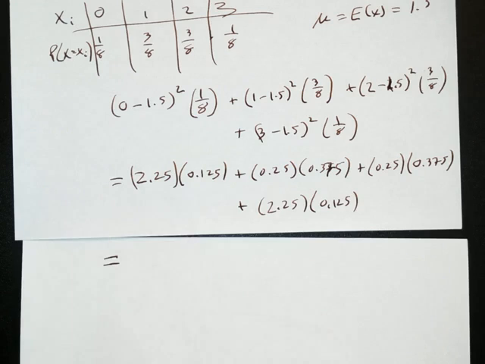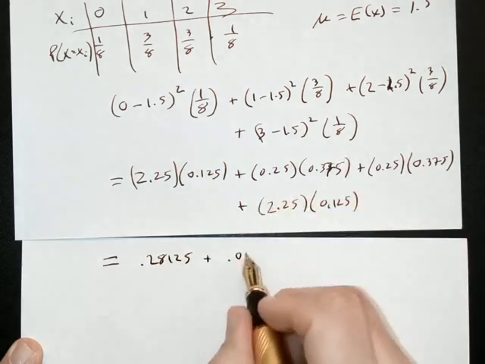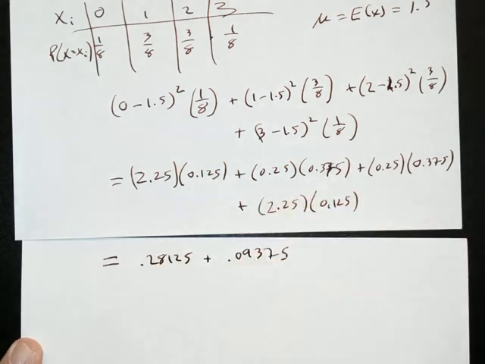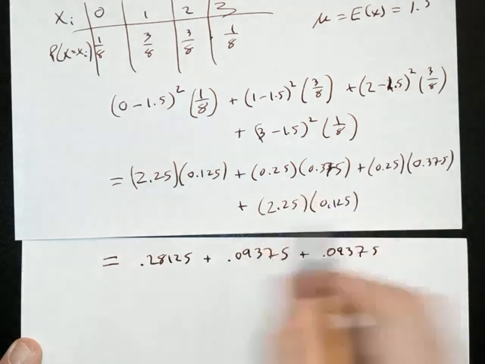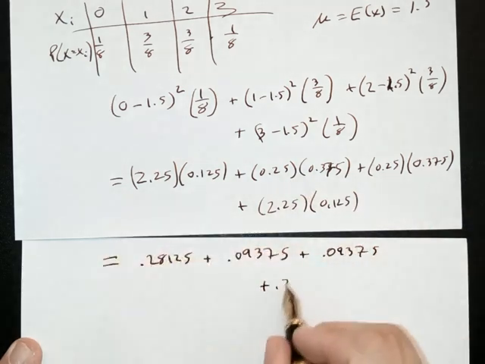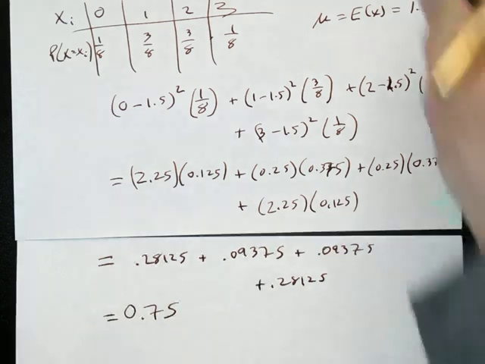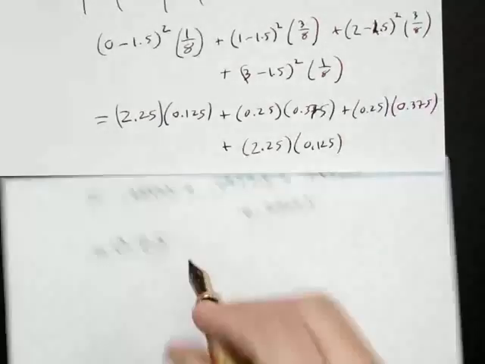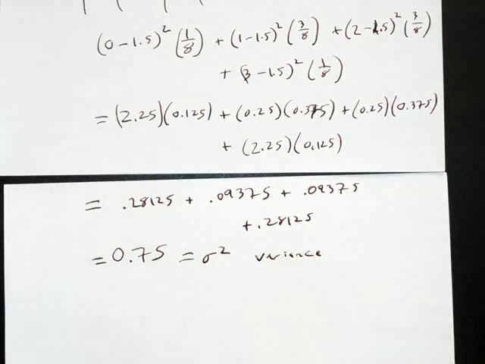Yes, that's this first number, 0.28125, and then 0.09375 twice, because those are the same. And then this number is the same as that one. So I get another 0.28125. And when I add them all up, that is the variance. That is sigma squared. Lowercase s, not capital S.